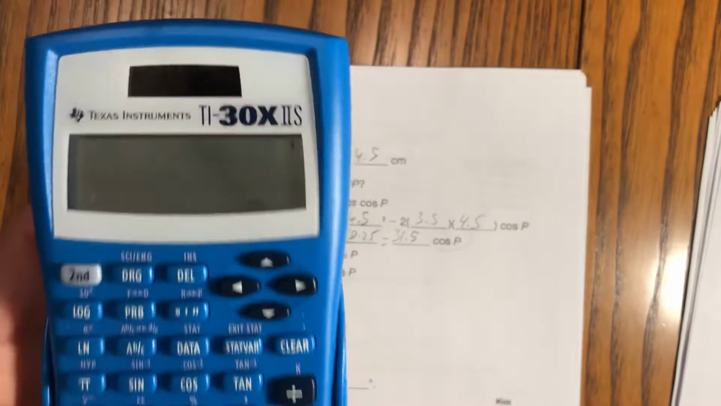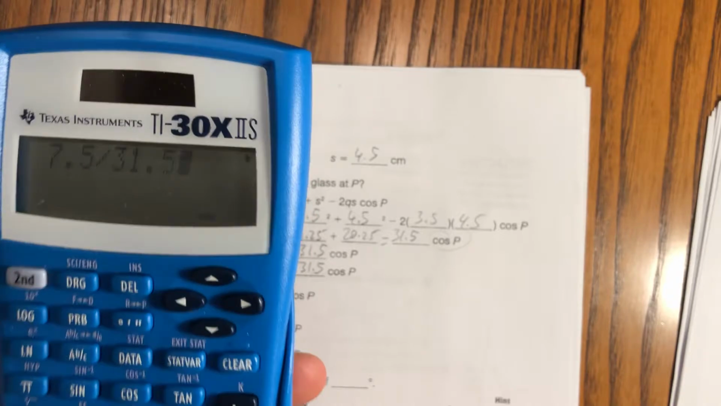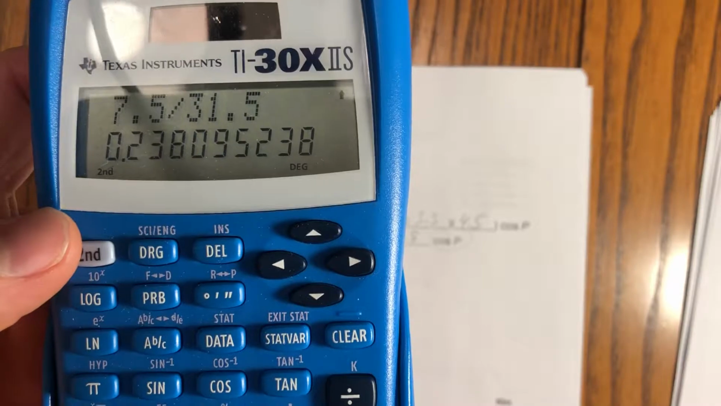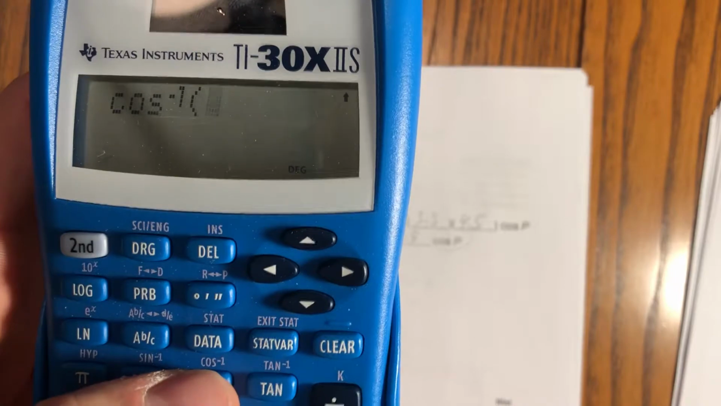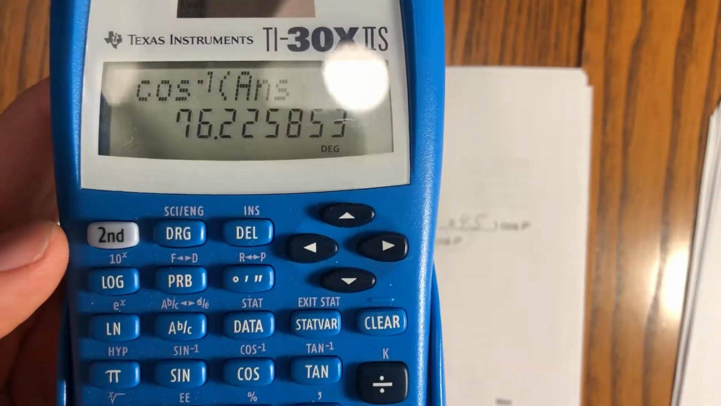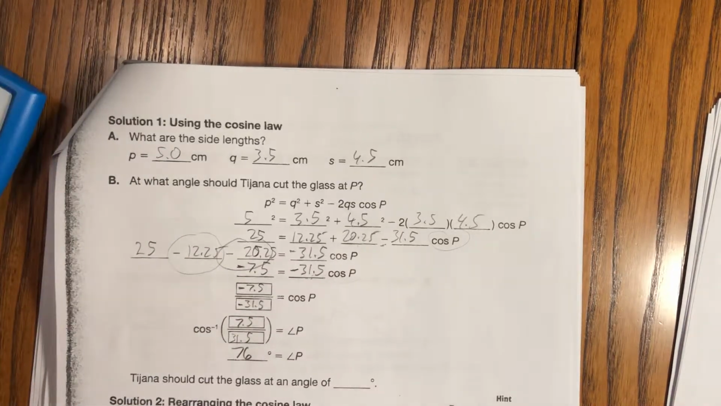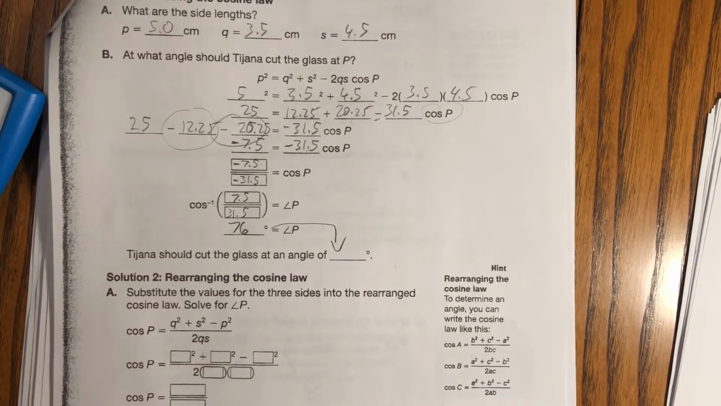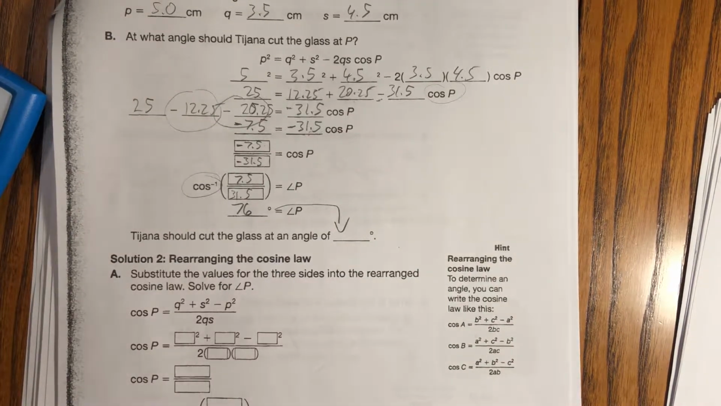I don't remember if I showed you guys how to do that. 7.5 divided by 31.5 equals a decimal, but we don't want a decimal answer. We want an angle. So we're going to inverse cos that, which is cos negative 1 of that decimal, is equal to 76. And that does make sense. So 76 degrees. They should cut the glass at 76 degrees. Make sure you know how to do cos negative 1 when you are preparing for the exam. You'll have to know how to do all this on your calculator.